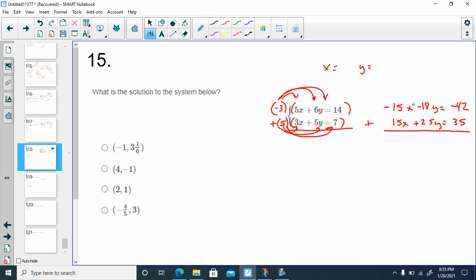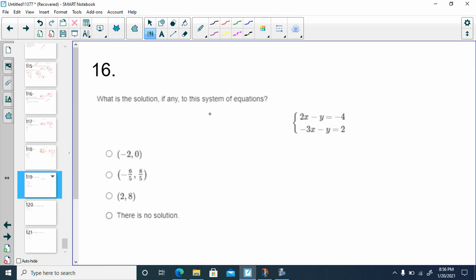-15x plus 15x is 0, so that's gone. -18y plus 25y is 7y is equal to -45 plus 32, which gives me -7. Divide both sides by 7, and you get y is equal to -1. Look, I only have one answer that's got -1 for the y.